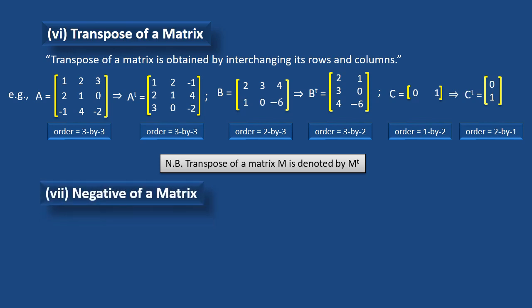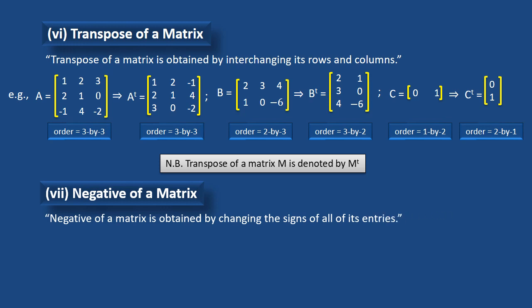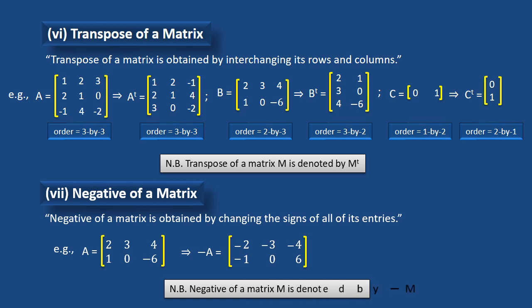Number 7 is negative of a matrix, which is obtained by changing the signs of all of its entries. Consider, for instance, matrix A. If I rewrite this matrix by putting minus signs with 2, 3, 4 and 1 and removing the minus sign of 6, I get negative of A. Negative of a matrix is denoted by putting a minus sign with its symbol.